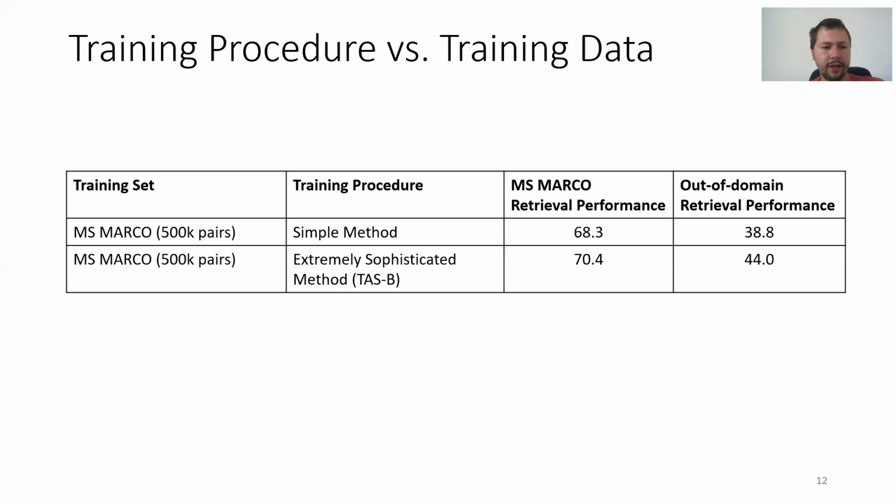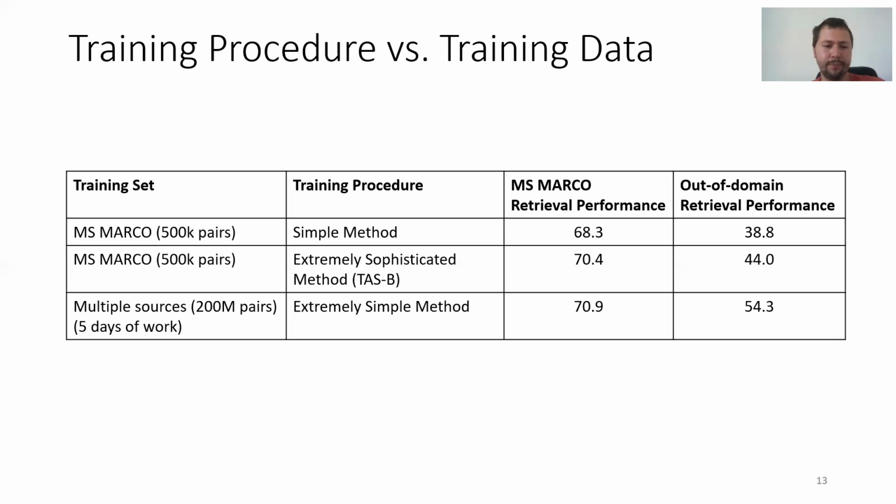However, what we did in July is instead to work on the training set and to collect a really large training dataset of 200 million pairs. This is roughly 500 times larger than the MS-Marco dataset. And getting this dataset was quite easy. It was roughly 5 days of work because a lot of these datasets are available, but they are in different locations. And then we trained with the most extremely simple method available, the basic method.